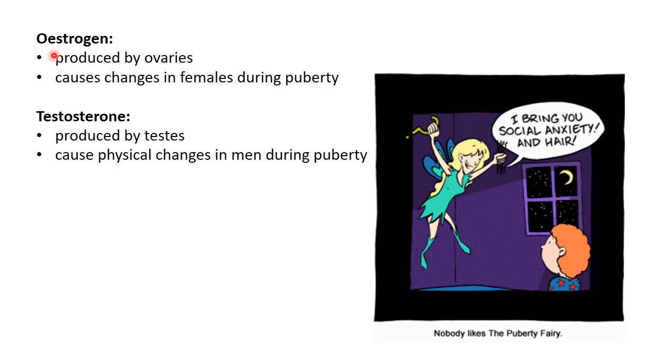Let's look at the sex hormones first. So we've got estrogen and testosterone. Estrogen is made by the ovaries, and it causes changes in females during puberty. And testosterone is produced by the testes, and they cause the changes in men during puberty.